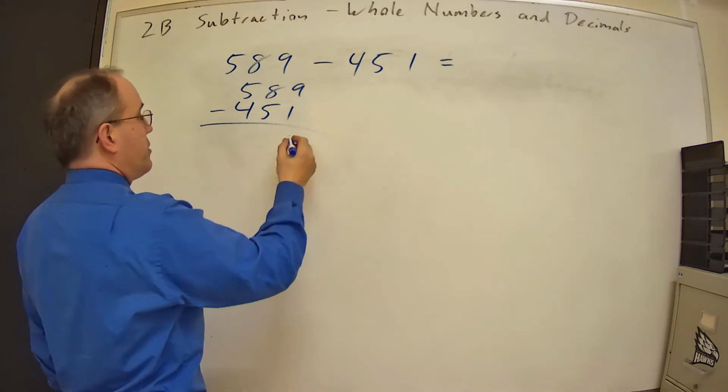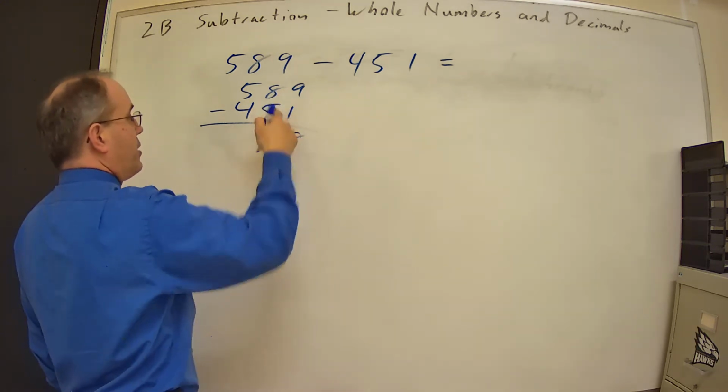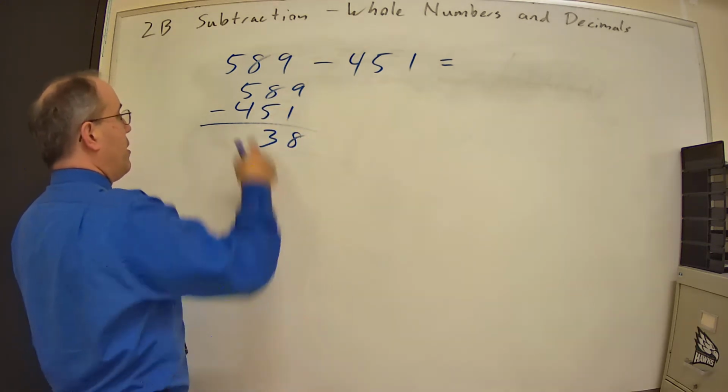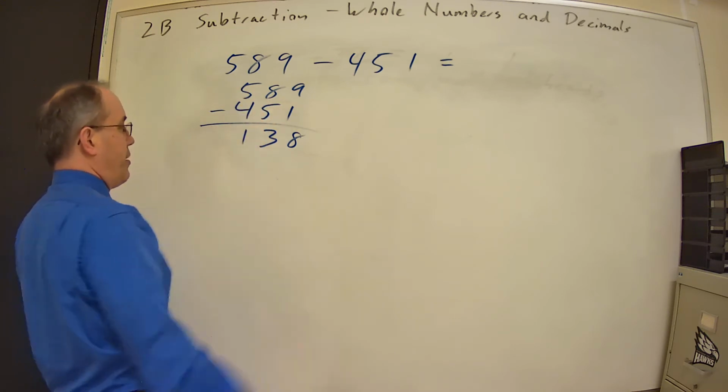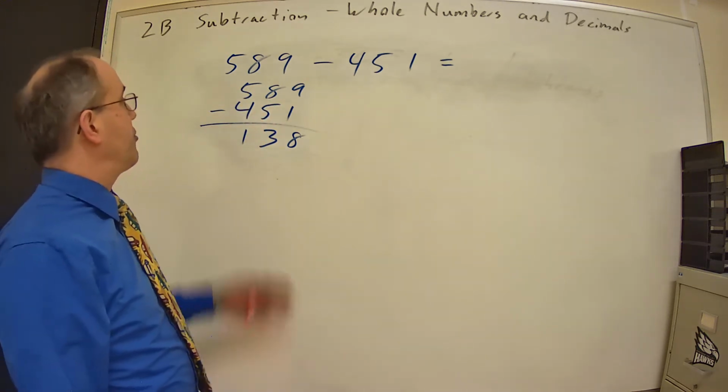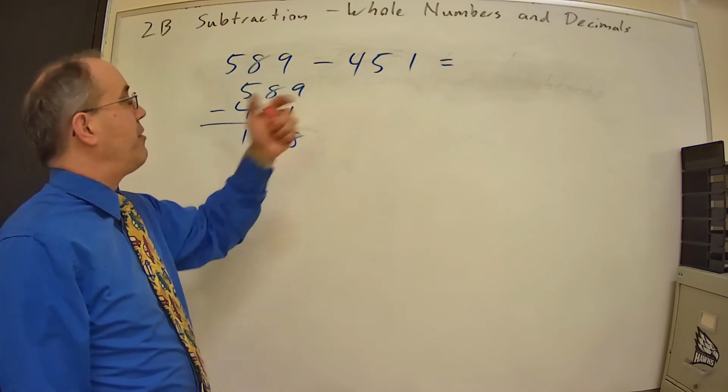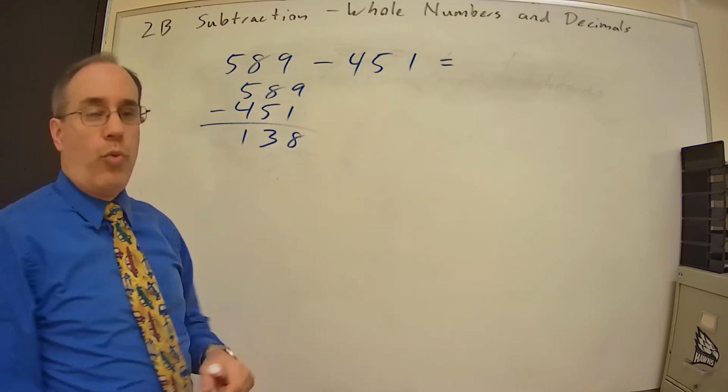9 minus 1 is 8. 8 minus 5 is 3. 5 minus 4 is 1. And so the difference between 589 and 451 is 138.